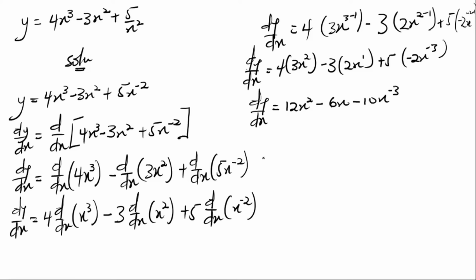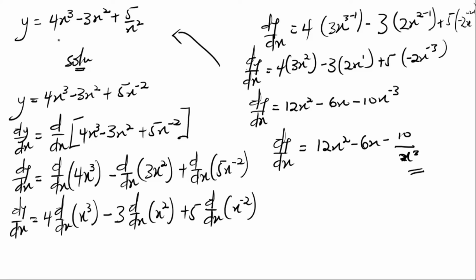So from here we can simply just what? Rewrite this equation in a nicer way, and then we get our solution. So our dy dx becomes what? 12x squared minus 6x minus 10 on x raised to the power what? Cube. Okay, so this becomes our solution, our differentiation after we differentiate the function what? 4x cubed minus 3x squared plus 5 on what? x squared.